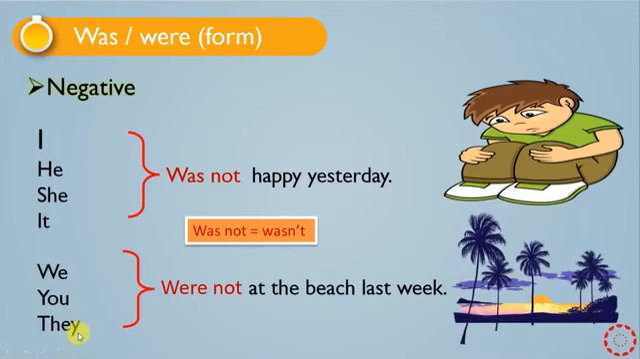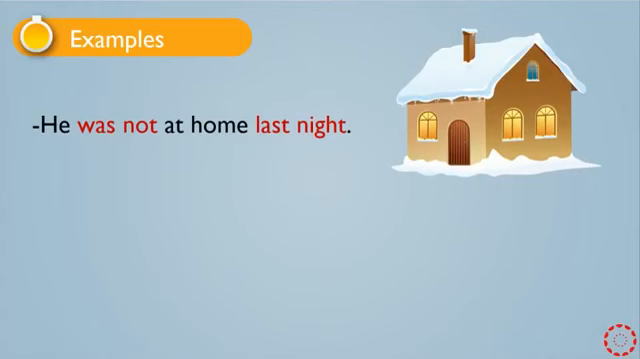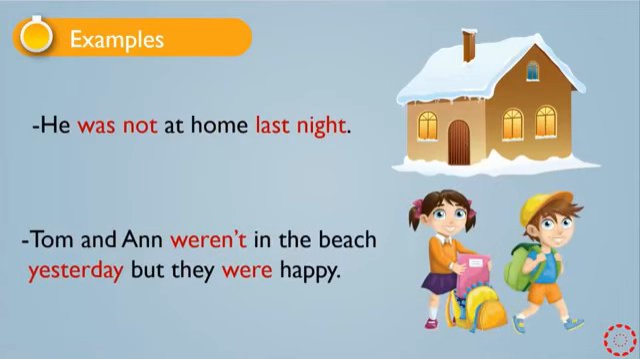At the beach last week. Then we say the other part. So we also have the shorter form of were not, which is weren't. Very good. Examples for that. He was not at home last night. He was not. We use was not with he. At home last night. Very good. Tom and Anne weren't at the beach. This is the shorter form. Weren't at the beach yesterday, but they were happy. They were happy. It becomes they because we have Tom and Anne. Very good.